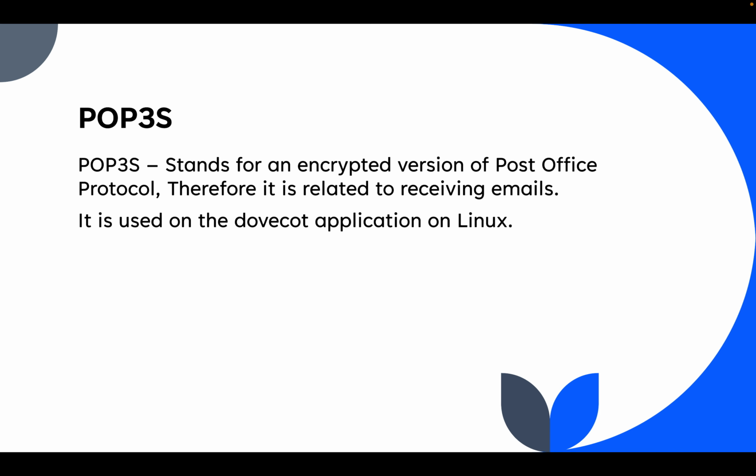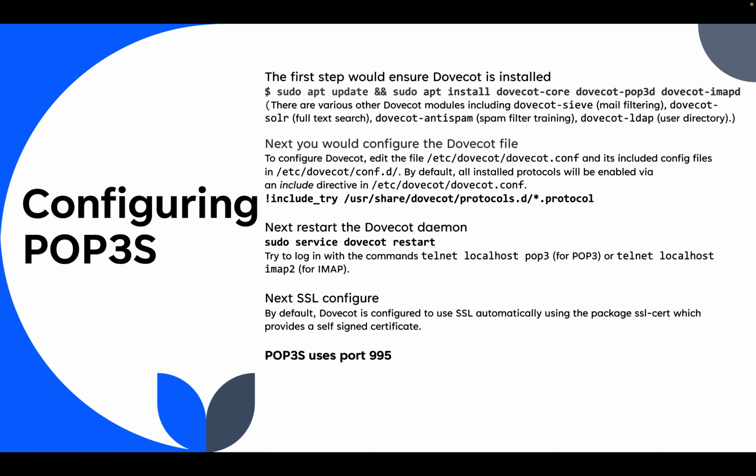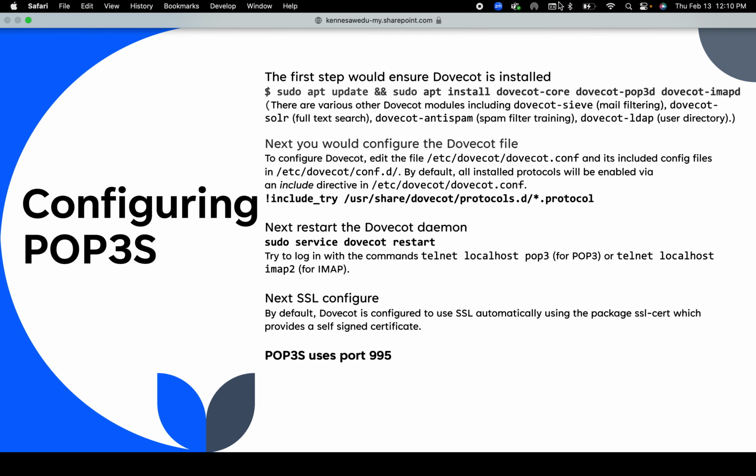So, starting off, the first one stands for an encrypted version of Post Office Protocol, therefore, it is receiving emails. In Linux, it's used on the Dovecot application. So to configure POP3S, the first thing we would do is ensure Dovecot is installed.